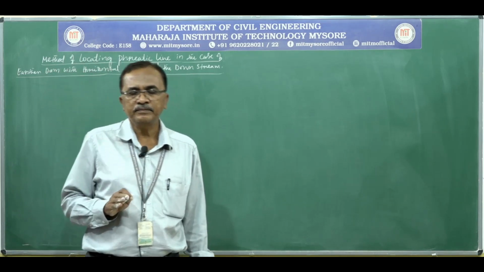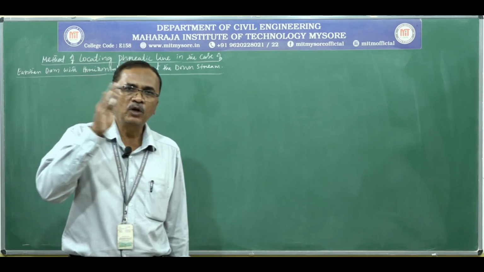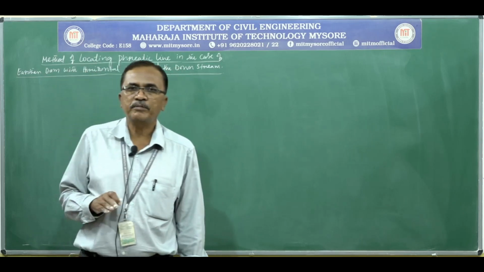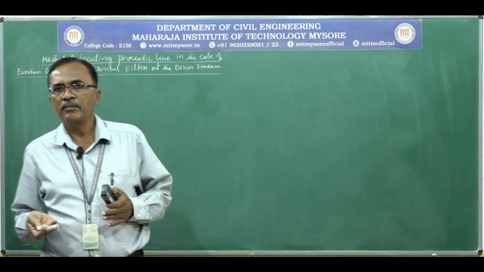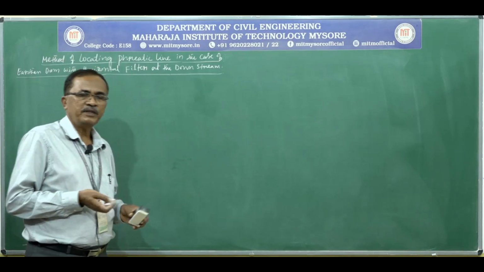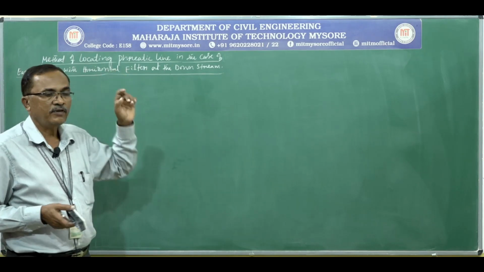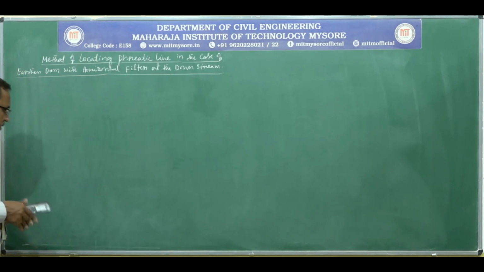The phreatic line is the line in the earthen dam below which there is a positive hydrostatic pressure, and above the phreatic line there is a negative hydrostatic pressure. So one such method of locating the phreatic line in case of earthen dam with horizontal filter, let us discuss now.